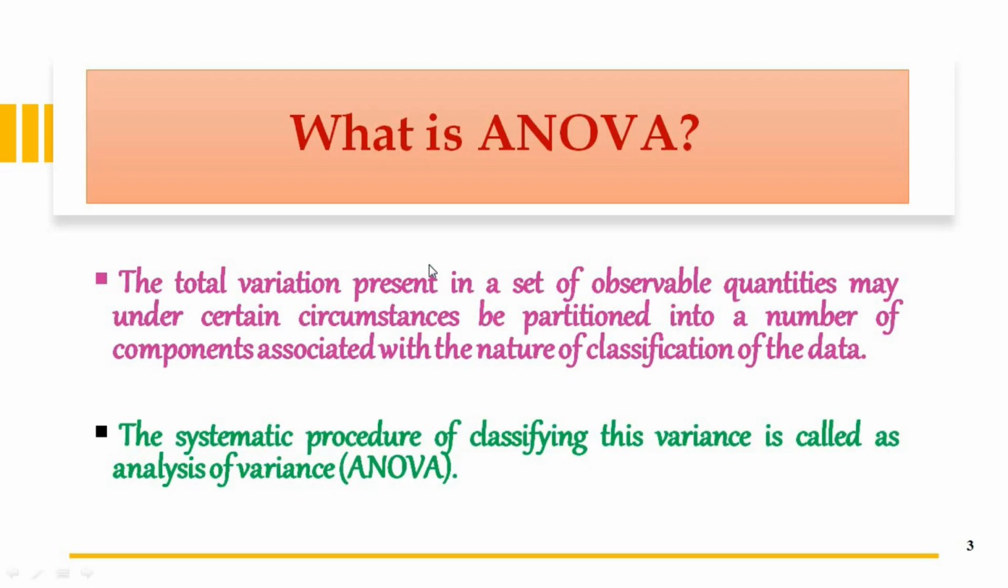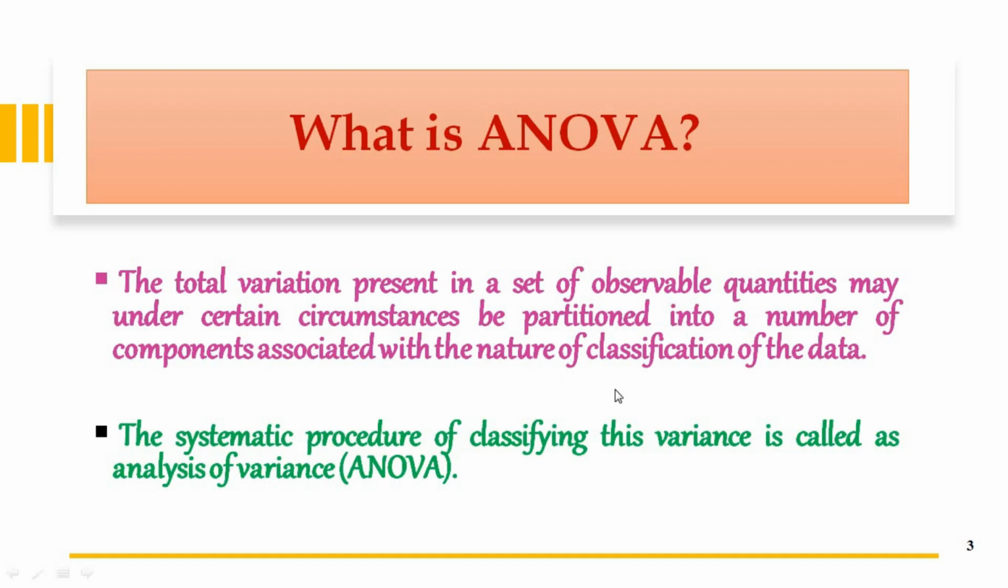So now, what is ANOVA? ANOVA, or analysis of variance. ANOVA stands for analysis of variance and tests for differences in the effects of independent variables on a dependent variable. I have already discussed in my earlier presentations about dependent and independent variables. Suppose we consider a straight line equation y equal to a plus bx, and in that equation we can say that y is the dependent variable and x is your independent variable.